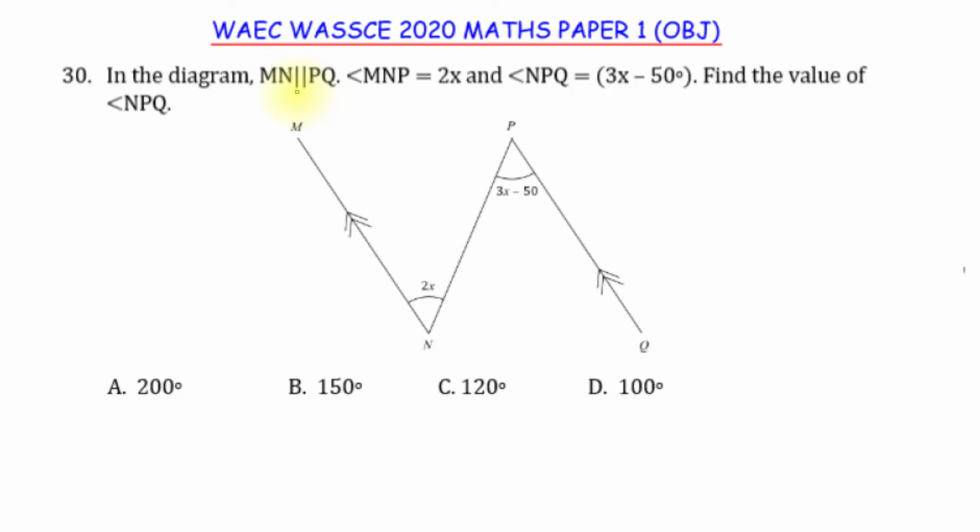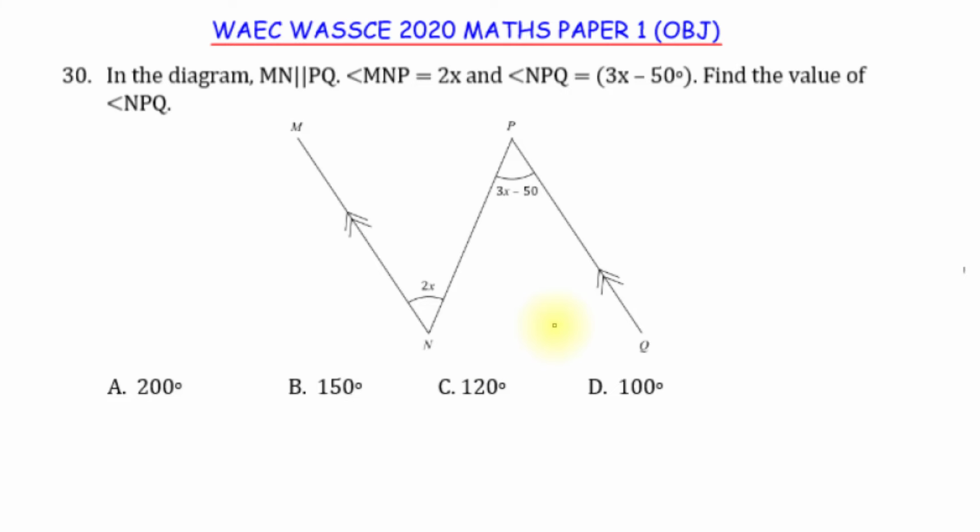In the diagram, line MN, this is MN, okay, is parallel to line PQ, this is PQ, and that parallel properties of the two is being indicated by these double arrows that are shown on the two lines, okay. Now we're told that angle MNP, so this angle here is 2x, and angle NPQ, so this angle here is 3x minus 50 degrees. We have to find the value of NPQ, okay.